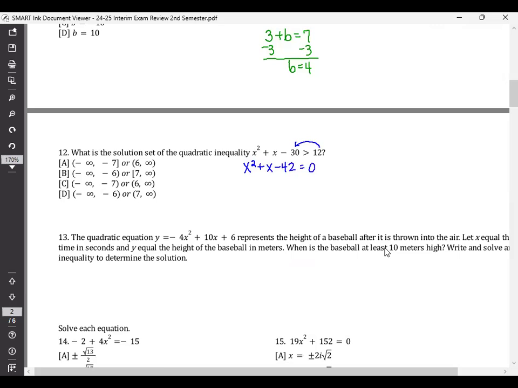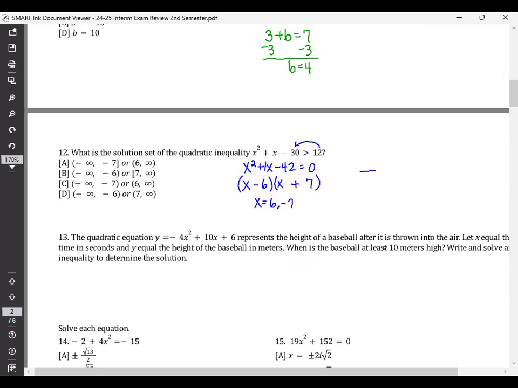Again, I'm going to ignore the inequality right now, and just really right here, I'm figuring out what are my roots? What are my x-intercepts? So factors of 42 that subtract to give me 1 are 6 and 7. It needs to be a plus 7 and a minus 6. And then when you solve, you get 6 and negative 7.